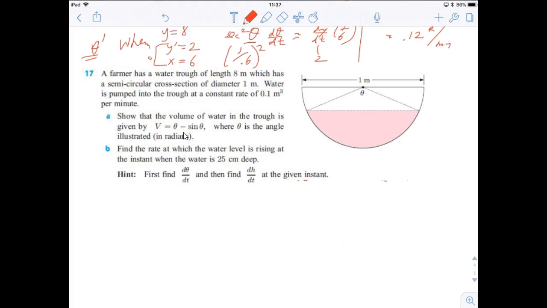Let's figure out the volume of the water. Remember that what they're drawing is a cross-section, which means that really it's a tank, which looks kind of like this, and the length of the tank is 8 meters. Okay, the length of the tank is 8 meters, and the width of the tank is 1 meter. So when we figure out the volume of the trough, we want to figure it out as a function of this theta value.